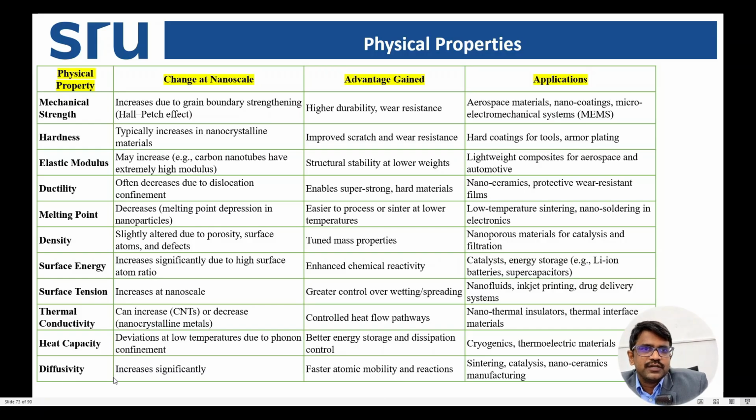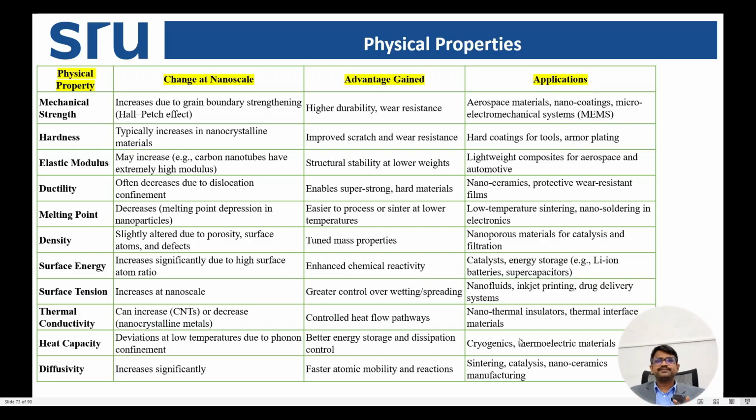Also, diffusivity increases significantly, so faster atomic mobility and reactions. The applications are sintering, catalysis, nanoceramics, and manufacturing. So all these properties will change. These are the properties and this is the change at nanoscale, unlike macro size. These are the advantages we are getting, and these are the applications.